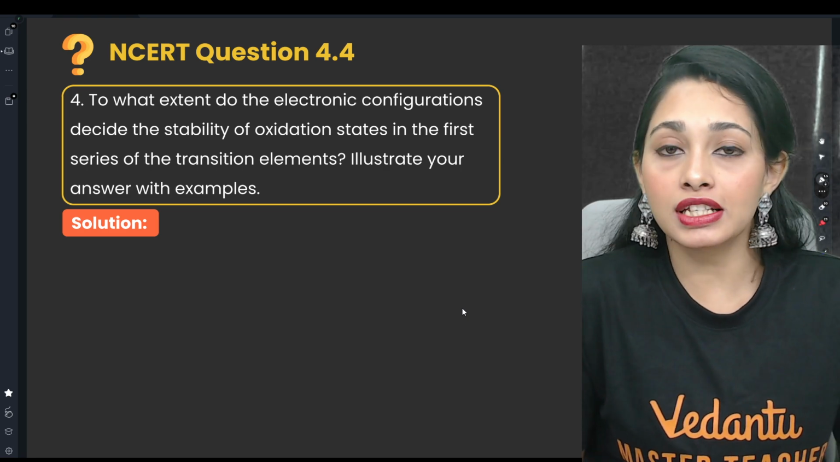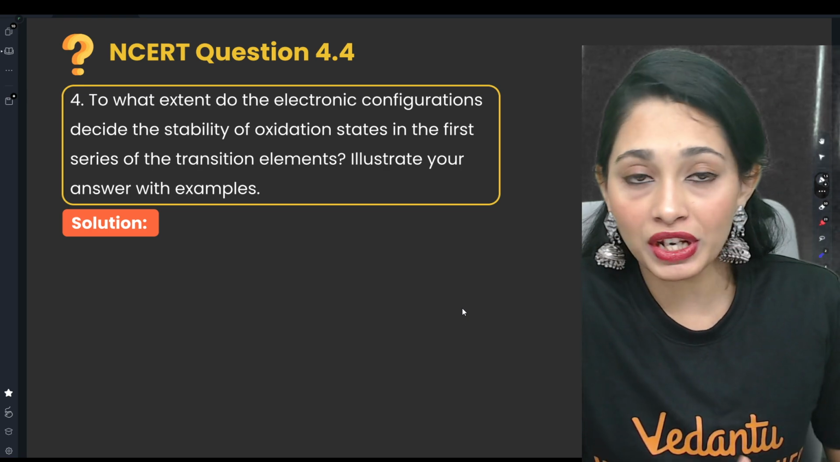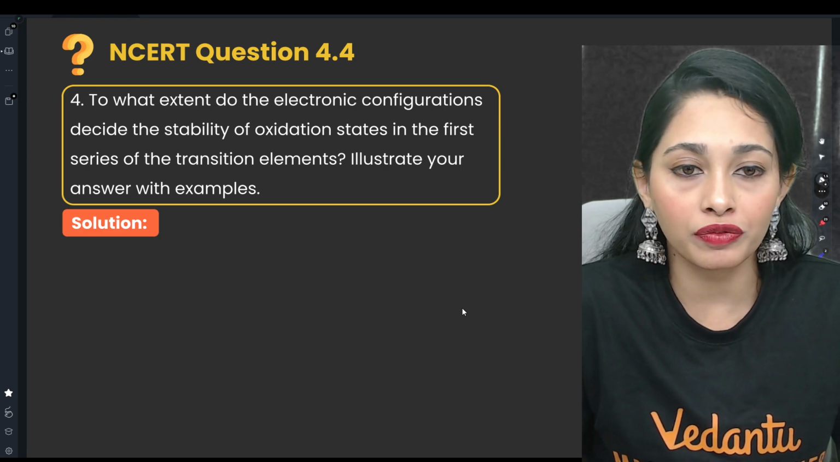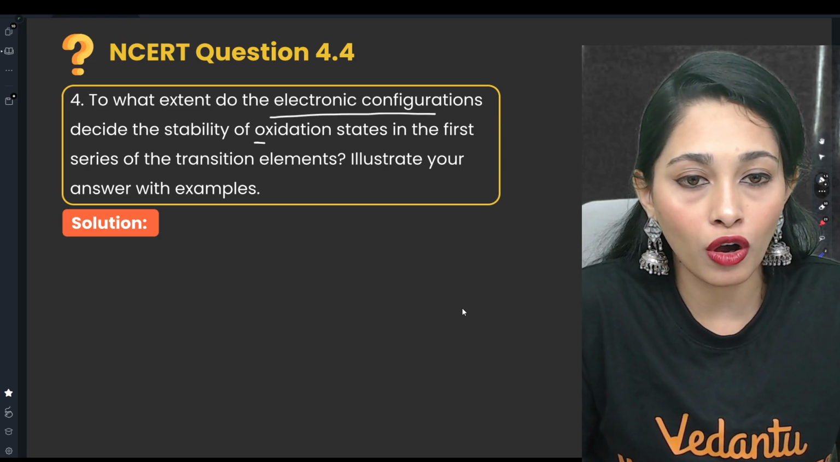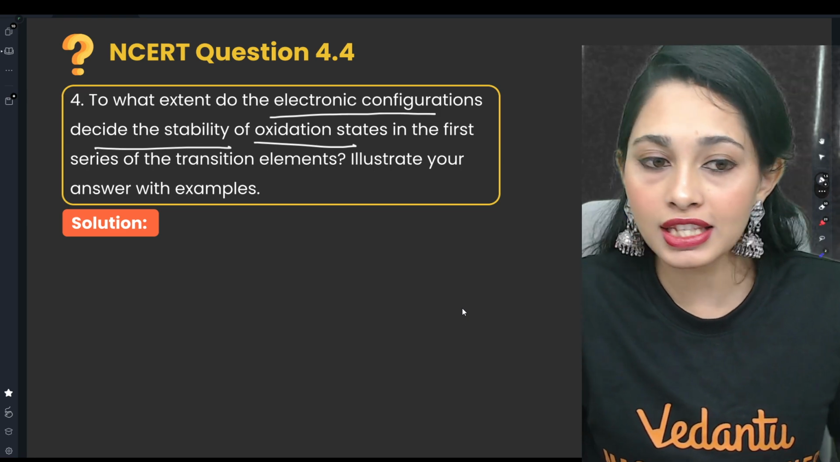We are going to discuss the fourth question from the d and f block elements. The question is, to what extent do the electronic configurations decide the stability of oxidation states in the first series of the transition elements? Illustrate your answer with examples.